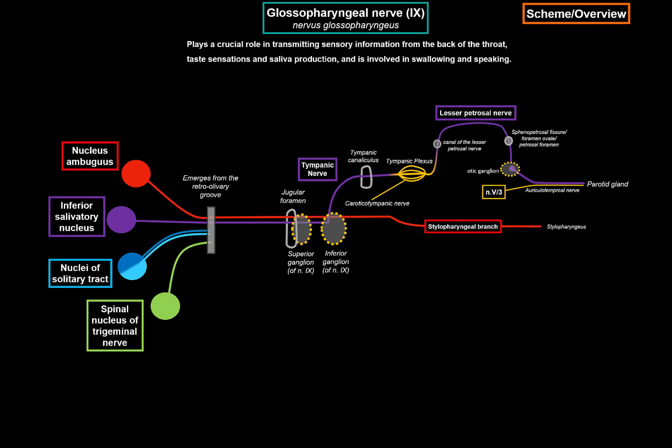For the sensory part, there are fibers that come from the carotid body and sinus, from the baroreceptors and chemoreceptors there.